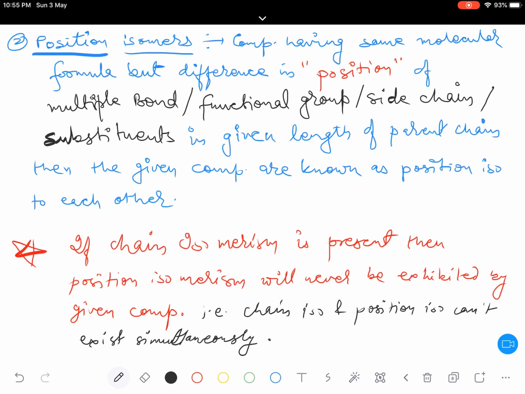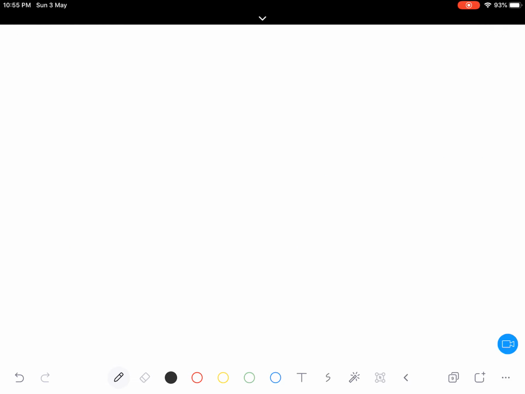So this is the definition. Again, I am telling you, with the definition alone this picture cannot be clear. So I'd like to take some examples here. So let's take a few examples. Let's say I start with example number 1.